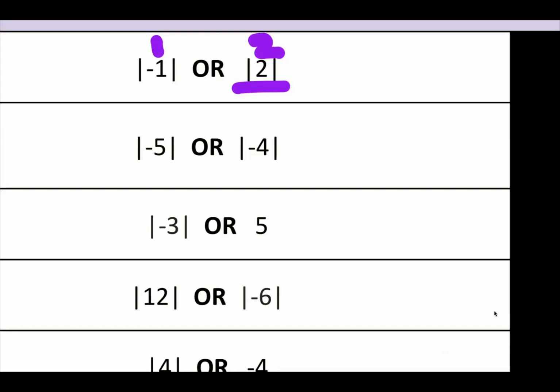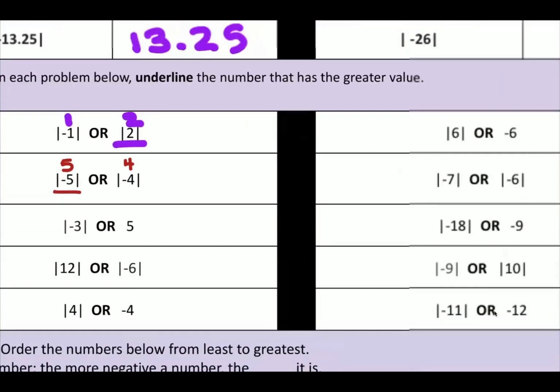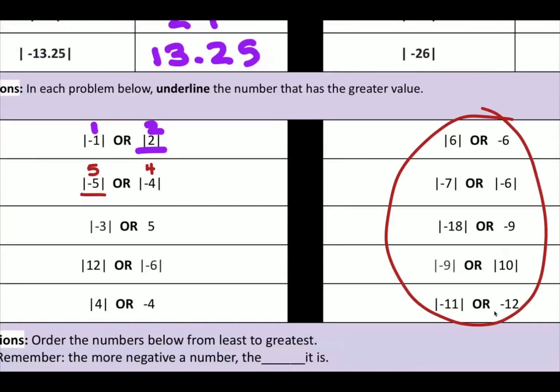Let's do another one. The absolute value of -5 is 5. The absolute value of -4 is 4. And so which one's greater? The absolute value of -5. And you could also underline it if you'd rather do that. So go ahead and complete the rest of these, then come back to the video.